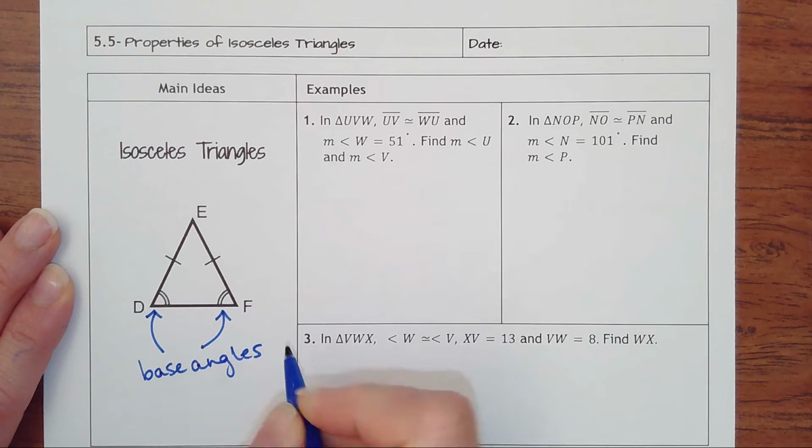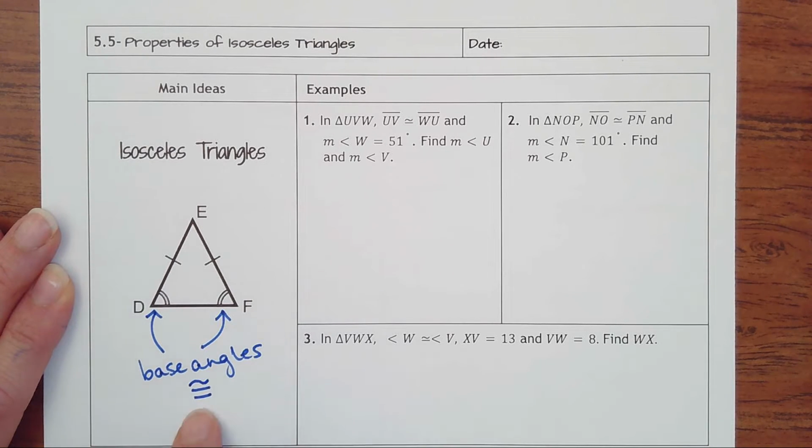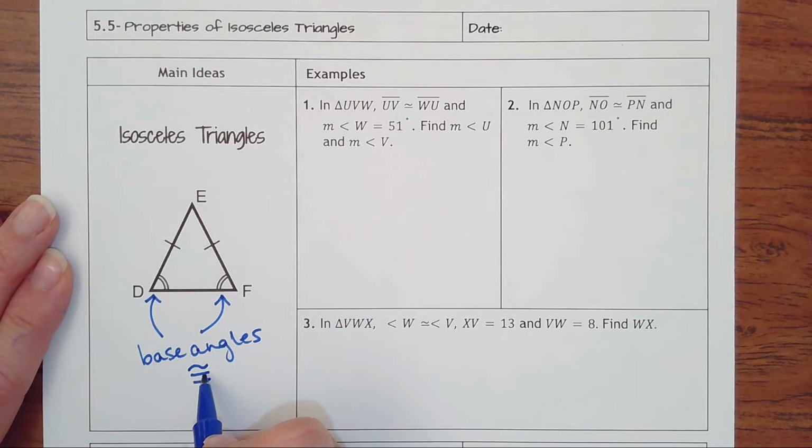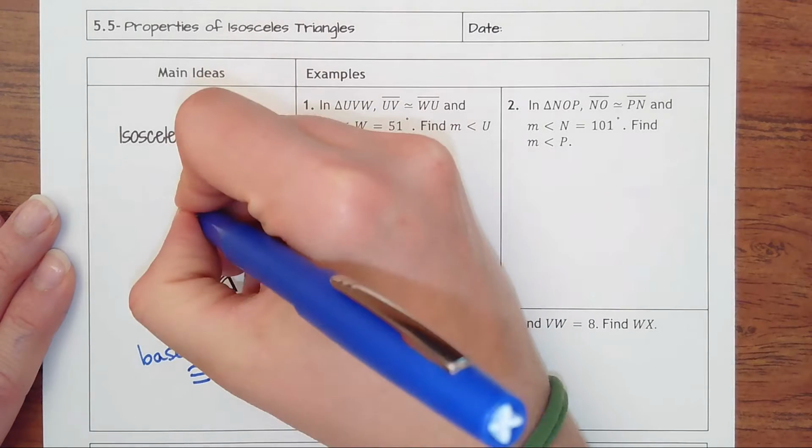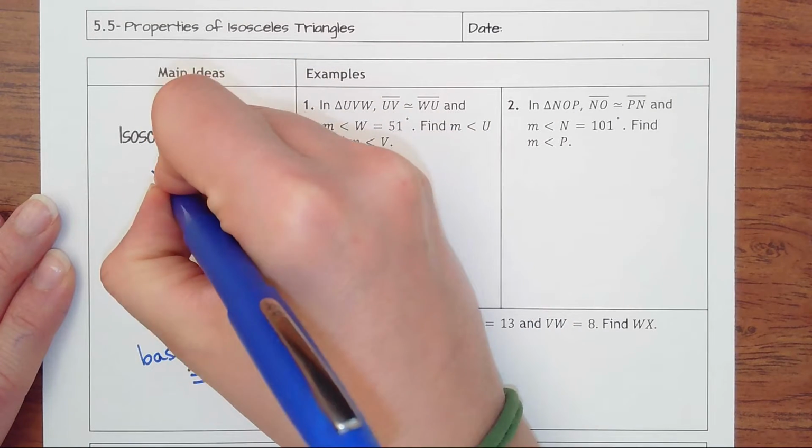They will always be congruent, which means it's got an equal sign with a curly sign above it. That means that they will be the same measurement. This angle up here will be different. That's called the vertex angle.